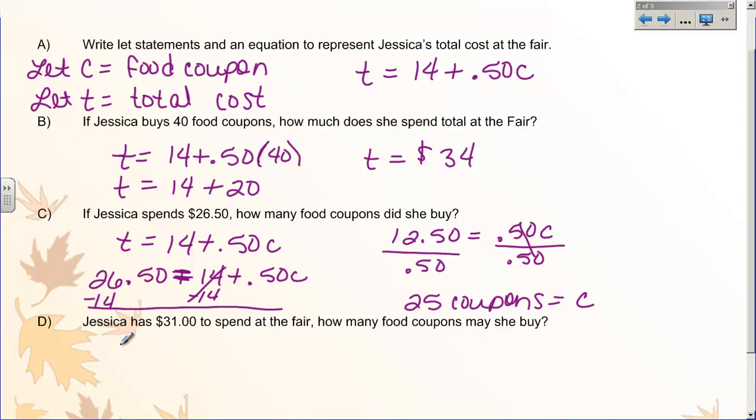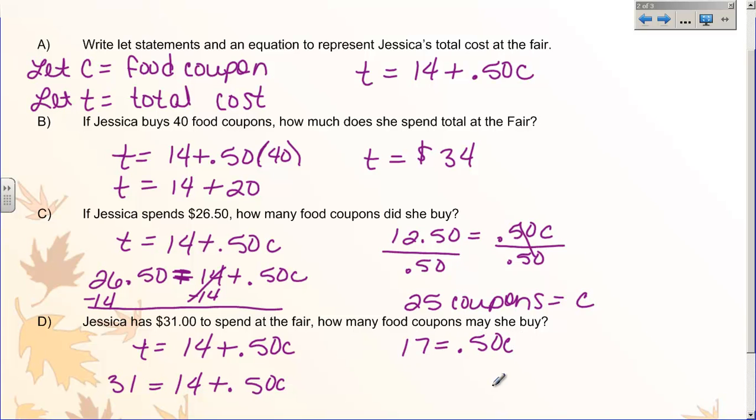Part D, same kind of question. She has $31 to spend at the fair. How many food coupons can she buy? So again, we start with the same equation. But this time my total is $31. And I solve it the same way. I'm going to subtract 14. I'm not going to show it this time though because y'all understand what I'm doing. So I have 17 equals 0.50C. And then I'm going to divide by 50 cents. And I'm going to get that she can buy 34 coupons if she has $31 to spend.